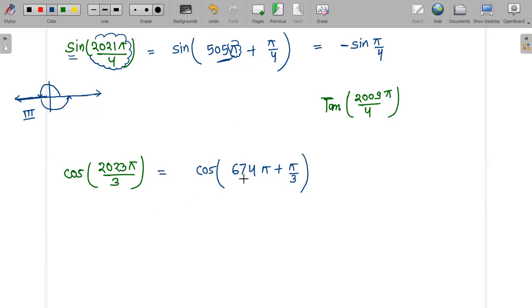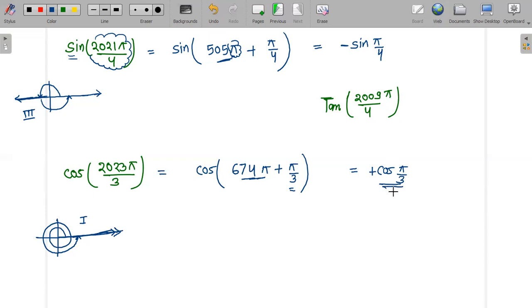Now, this 674 pi is an even multiple of pi. That means by the end of this circle, we will be somewhere there on the positive x-axis. If you are adding some angle there, then definitely you will be in what quadrant? You will be in quadrant number 1. Since it is an even multiple of pi by 2, your result will be in cosine corresponding to angle theta. And how should you open your result? If it is in quadrant number 1, then you should open your result with a positive sign. There you go. This will be your answer.